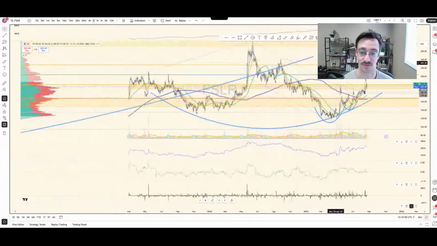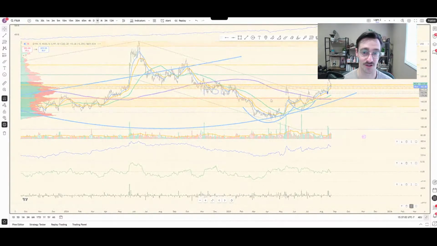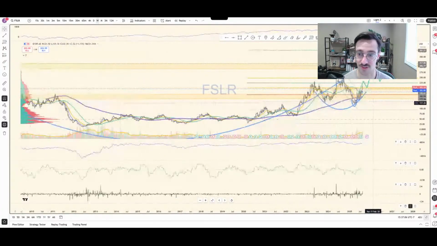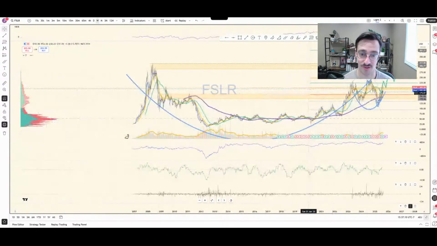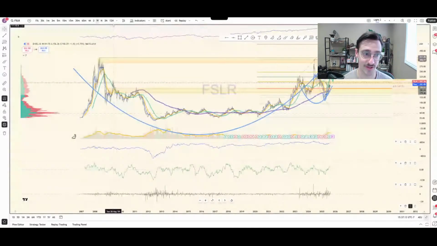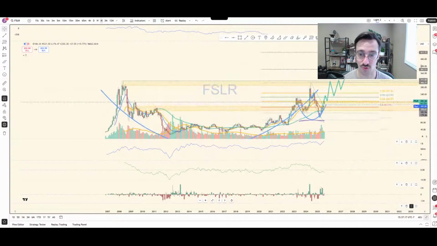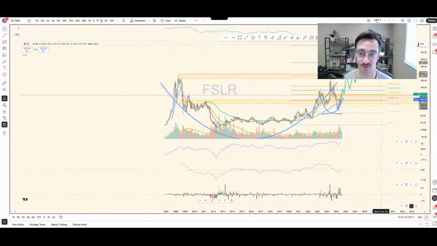There we go. All right, FSLR. You guys know I love this one. It is reclaiming the key pivot. I think long term this thing is going much higher. Carving out a really clean double bottom handle here, right over equilibrium of the major range. This thing is a powder keg. Everybody was wrong. Solar's not dead. Give me 500.